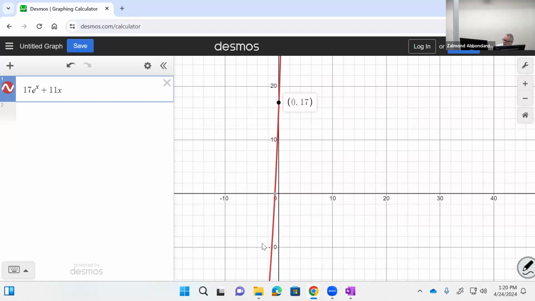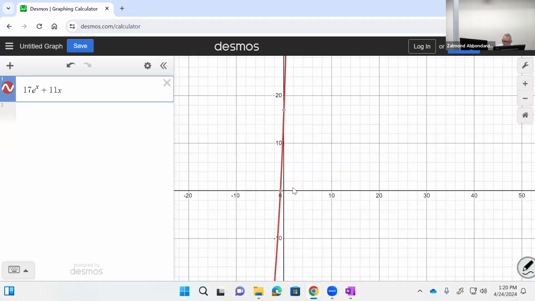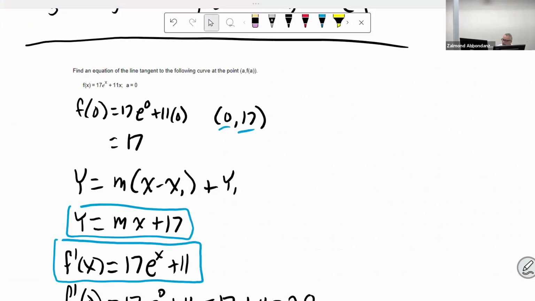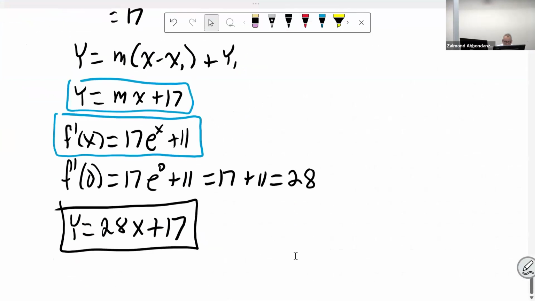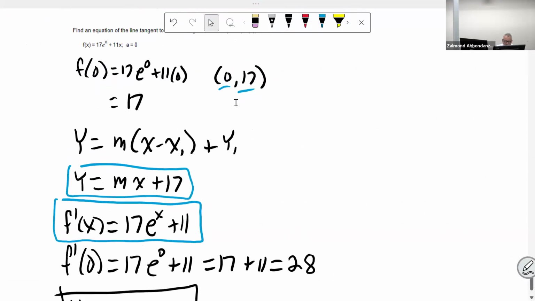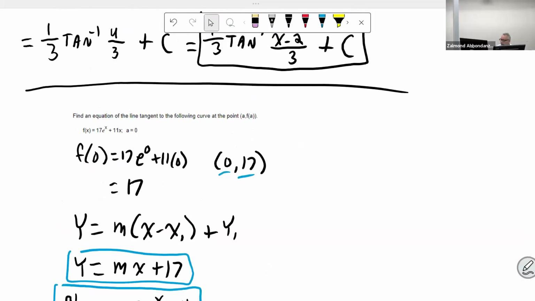You were asking, does it have to be 0? It just happens that this problem gives you a point of 0. They didn't have to. They could have said, when x is 5, and then you just plug in x is 5. 0 isn't a magic number in this case. It's just that this problem happened to say a equals 0.